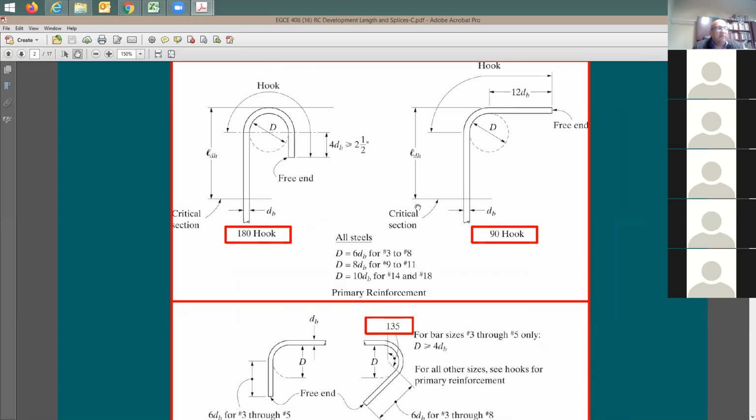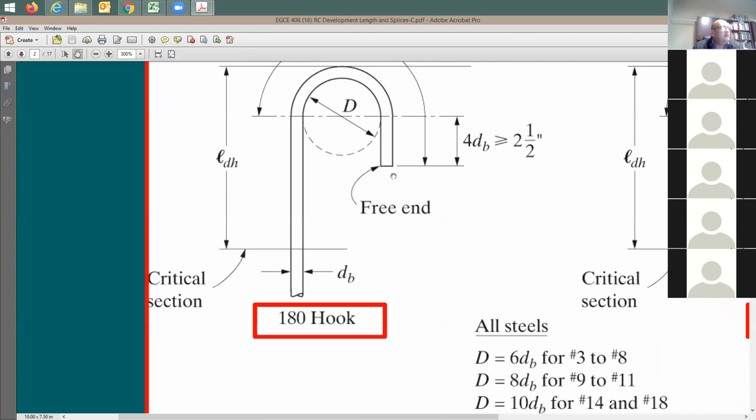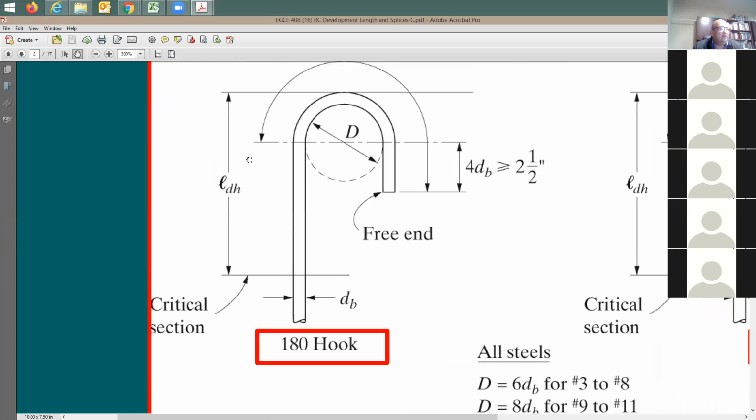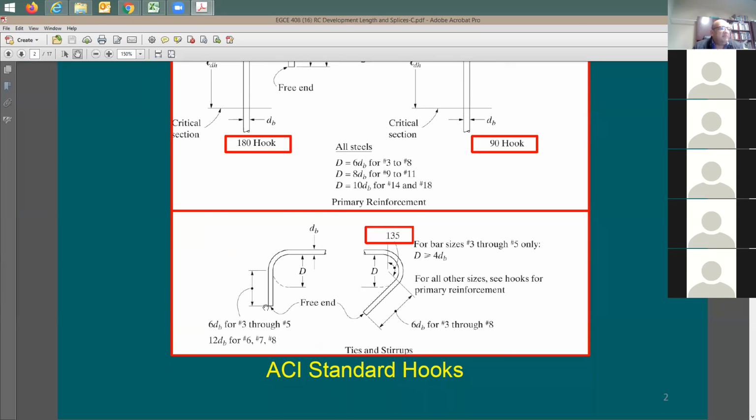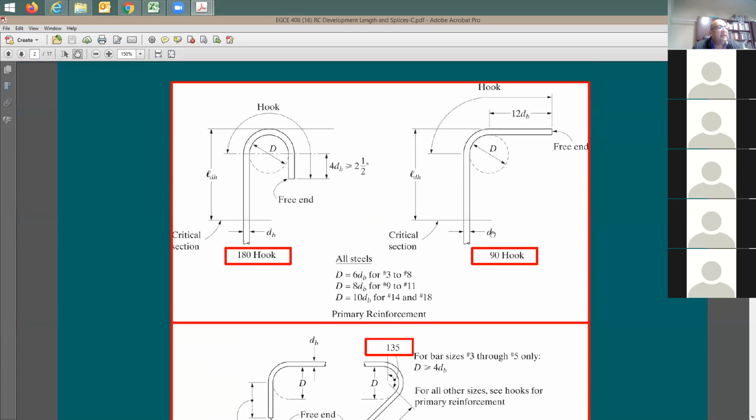Now this length from the critical section to the end of the hook, I'm going to call it ldh, the development length for the hook. Same thing here, ldh, development length for the hook. About this one here, same thing, ldh. So I can have a 90-degree hook, or I can have a 180-degree hook. So great. How about the hook dimensions?